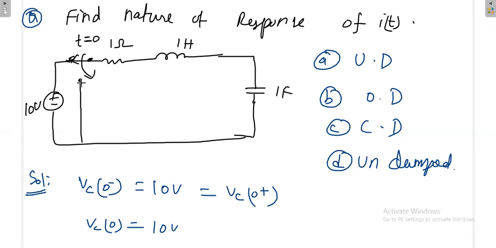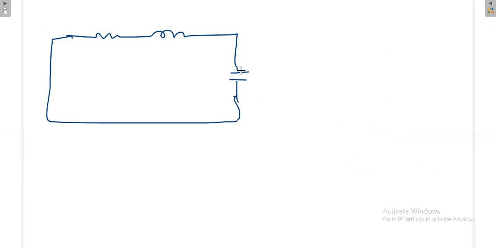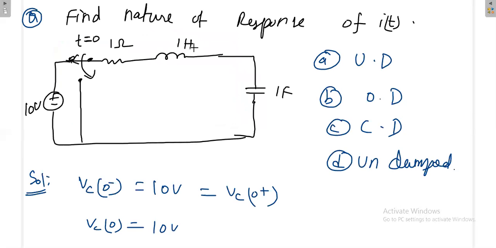So the moment you close the switch, you are disconnecting the source. Now the circuit will be like this: R, L, and C. But the condition here is that the capacitor is having some initial energy. Again, my question is whether the inductor will have any initial energy at this time. Anybody?